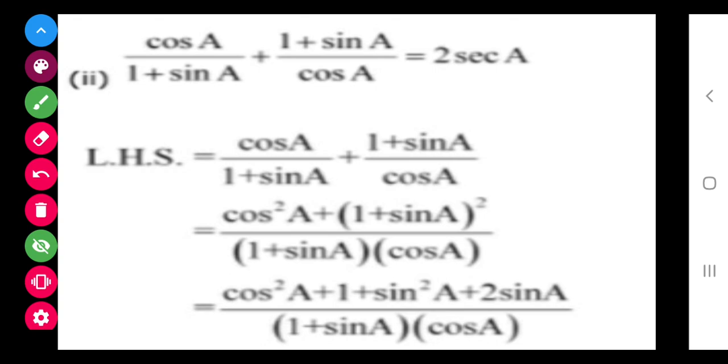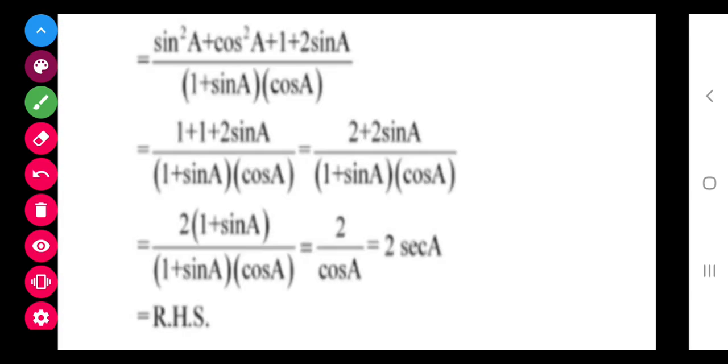Now, what to do in this? We will take the LCM of this. On taking LCM, simply cross multiplication, and because both the denominators are different, there is nothing to do with this. So cos square theta, (1 minus sine theta) whole square. Now on expanding this formula we will get this. Now in this we can use sine square theta plus cos square theta equals 1, our first identity.